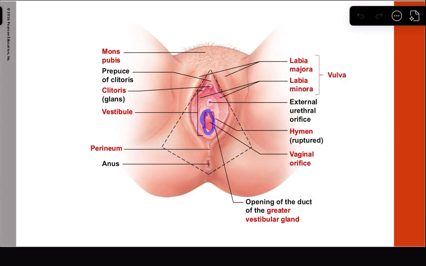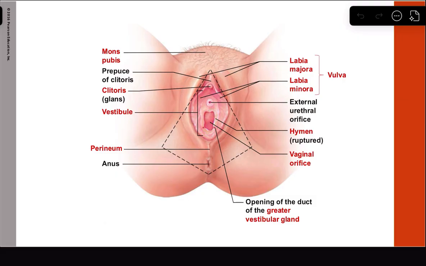Okay, the external urethral orifice is simply the opening through which urine can leave the body, right? That's just the hole where the urethra ends, pretty much, into the external environment. And of course, the vaginal orifice is going to be the entrance into the vagina.